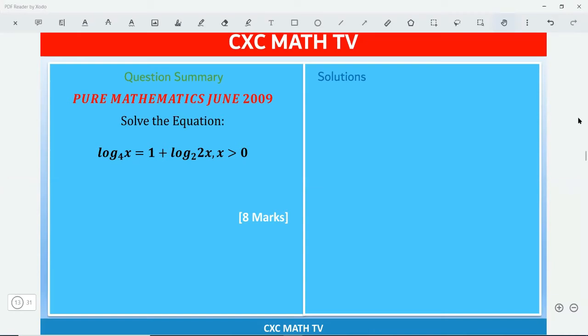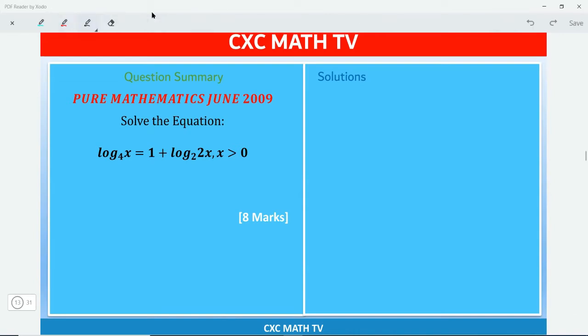All right, now this question is taken from the June 2009 paper 2, and it says solve the log equation: log base 4 of x equal to 1 plus log base 2 of 2x. You may go ahead and pause the video and attempt.